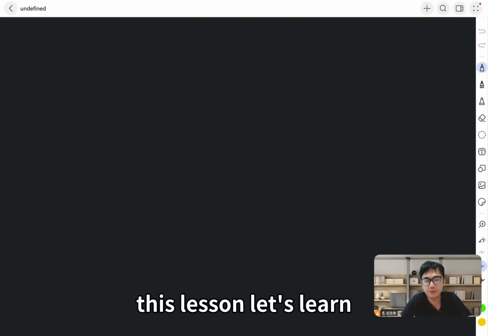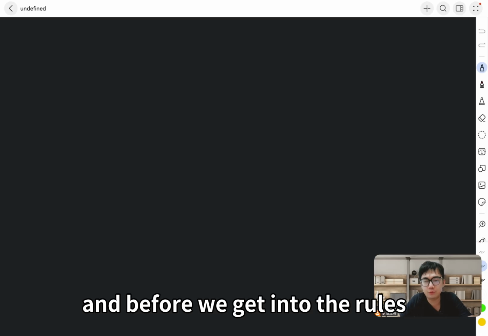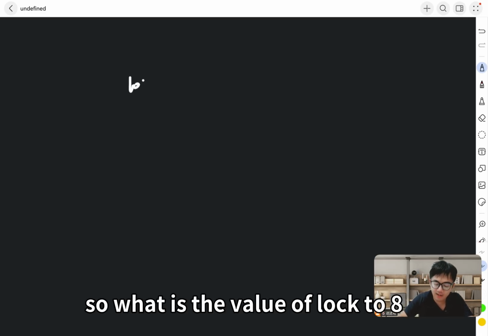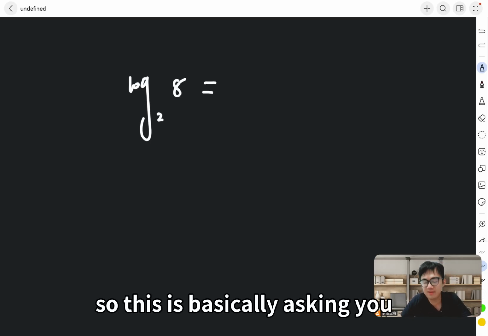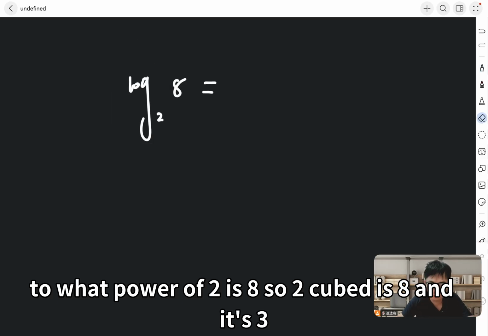In this lesson, let's learn addition and subtraction with logarithms. Before we get into the rules, let's review what we have learned before. What is the value of log 2 8? This is basically asking: to what power of 2 is 8? So 2 cubed is 8, and the answer is 3.